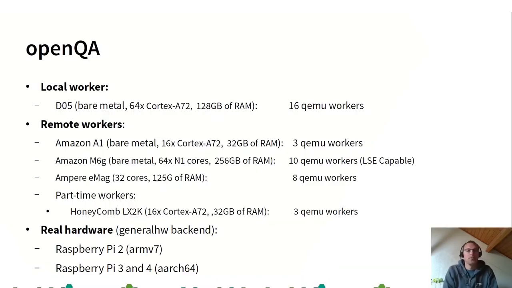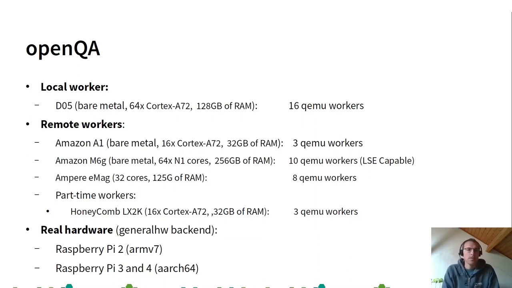On the openQA side, we still have the local worker. By local, I mean on the same network as the openQA server on the openSUSE network. So we have the D05 machine, which allows us to have 16 QEMU workers. We also have remote workers, two from Amazon Web Services. The first one is A1, which allows us to have three QEMU workers. And we have the Amazon M6G machine, which allows 10 QEMU workers, and those workers are LSE enabled.